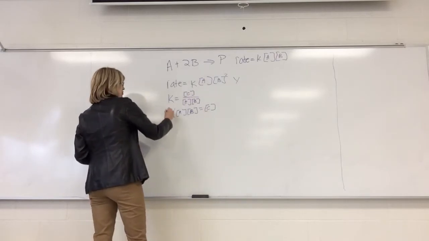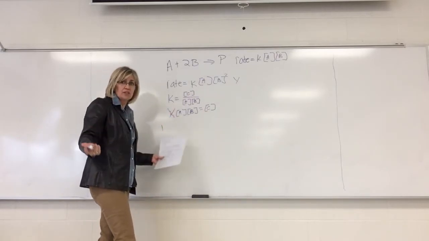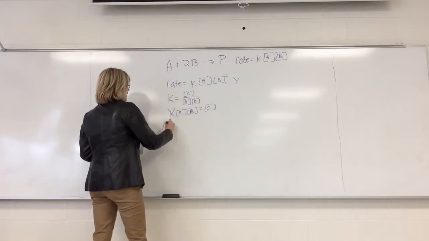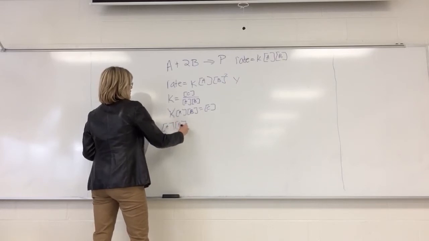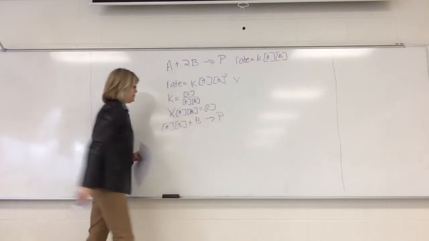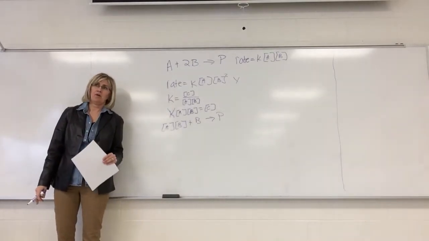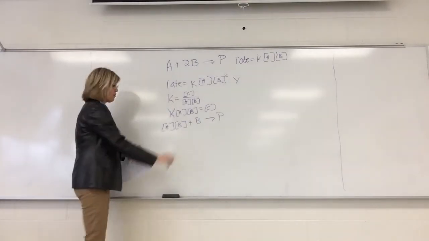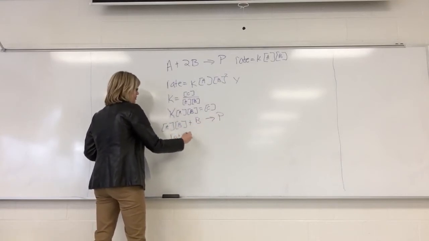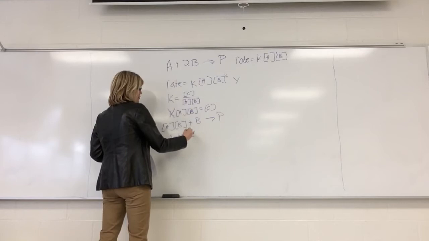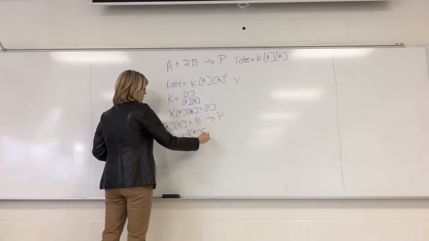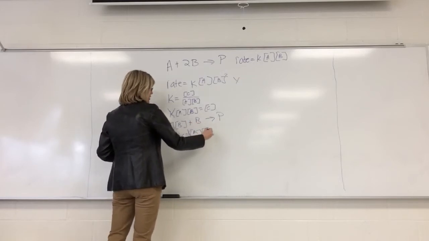So now let's look at the slow step. And remember, this really cancels out because a constant times a constant is another constant. So we can say A, B plus B equals P. All right. Now let's write a rate law of this. Well, a rate equals K, the rate constant, times the concentration of A, times the concentration of B squared.